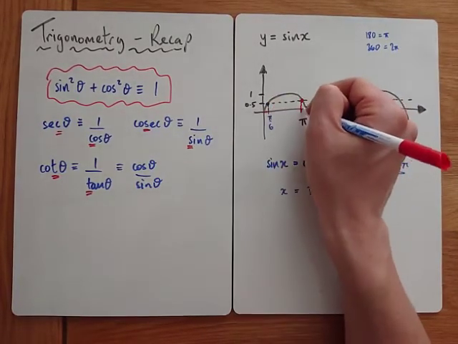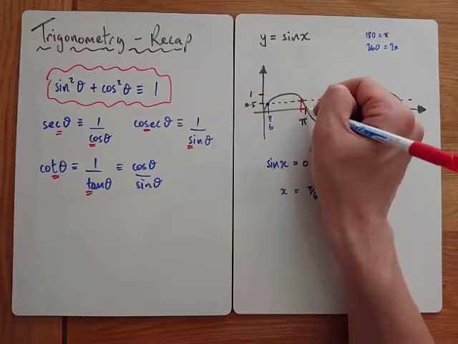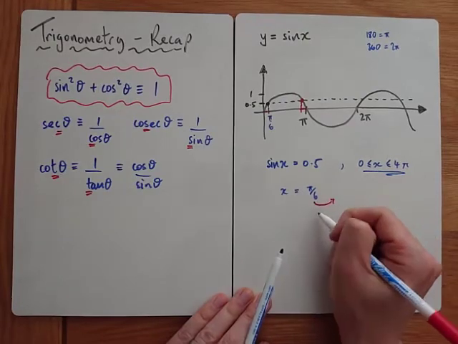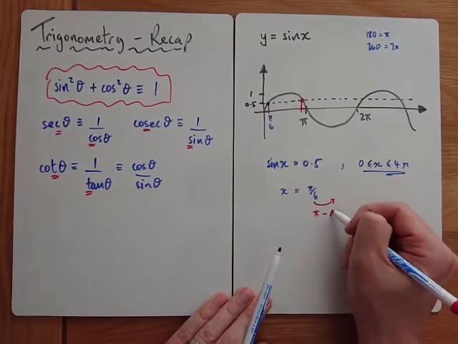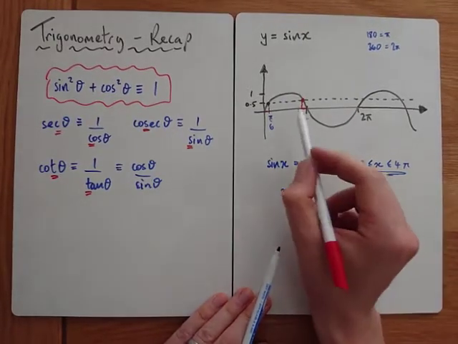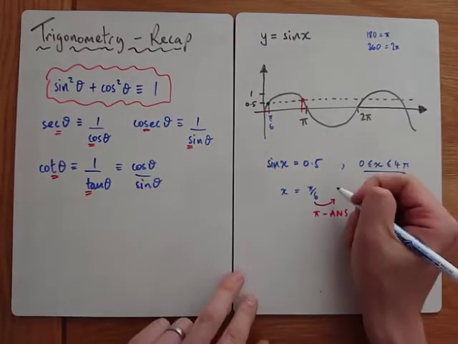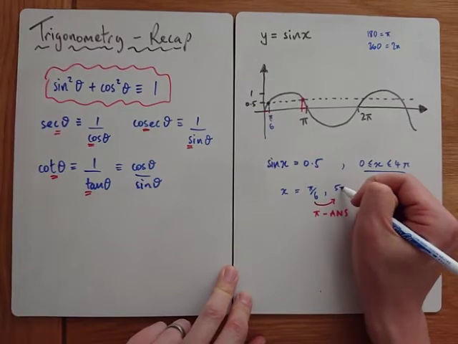This answer here is the same distance away. That distance from 0 is the same distance from pi. So the first rule that we use for sine is, if we do pi minus our first answer, so if we take away our first answer from pi, it gives us our second answer. So that would give us 5 pi over 6.